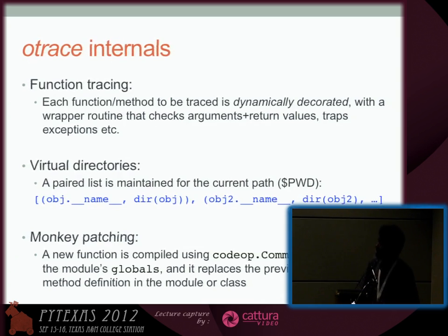So commands: there's function tracing. Each function or method can be traced dynamically. The way it happens is it decorates the function. So any function that's to be traced is decorated, and OTrace comes in, grabs and looks at the arguments before it calls the actual function. And if there's an exception, it traps the exception and creates a snapshot before it continues the propagation of the exception.